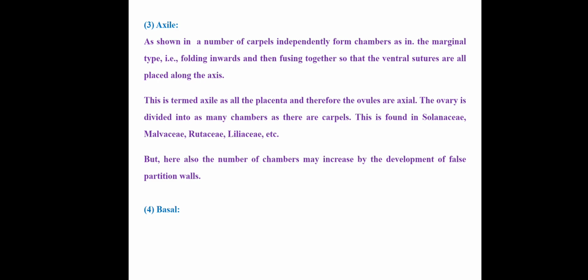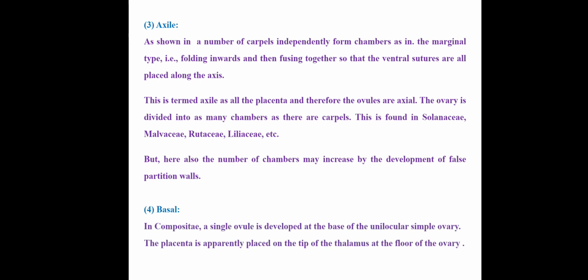Fourth is basal. In Compositae, also called Asteraceae, a single ovule is developed at the base of the unilocular simple ovary. The placenta is apparently placed on the tip of the thalamus at the floor of the ovary.